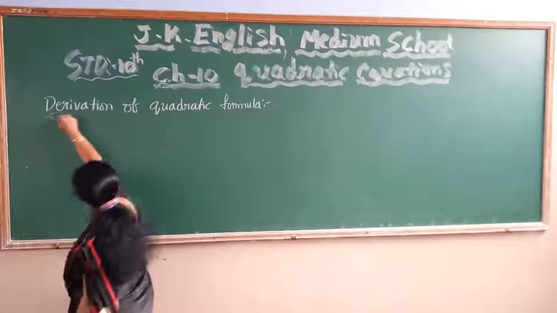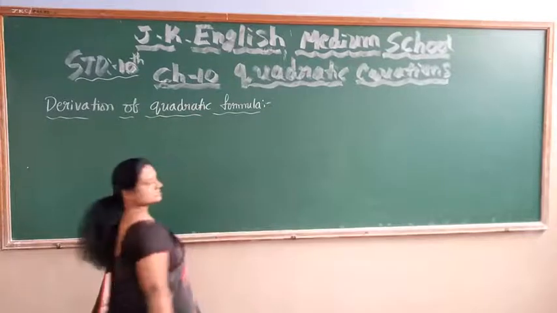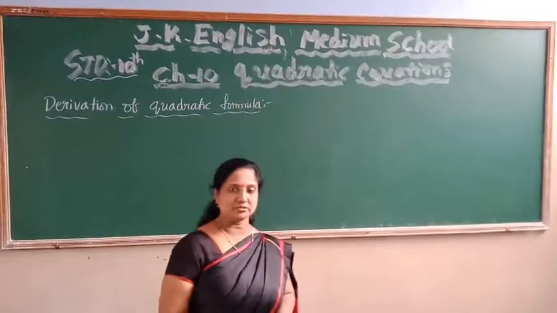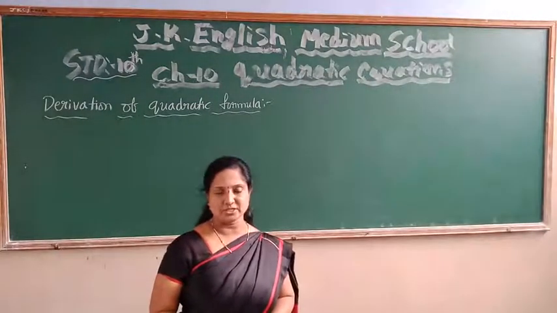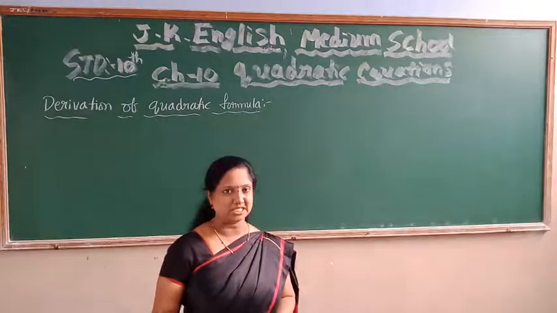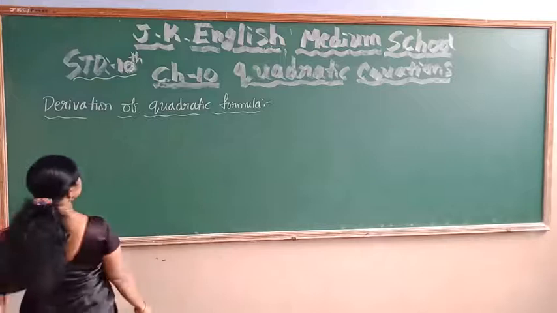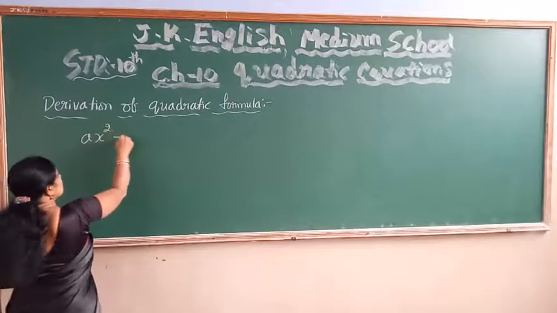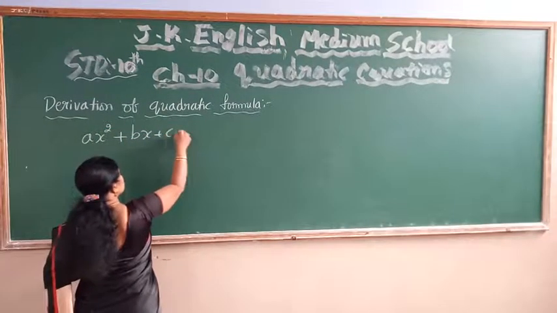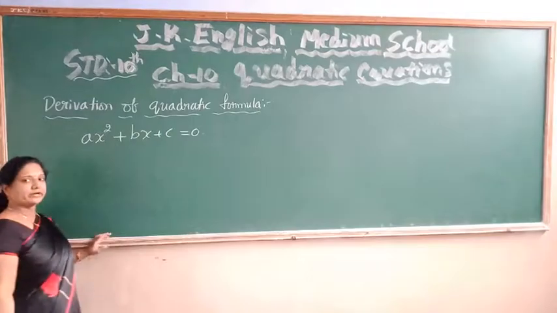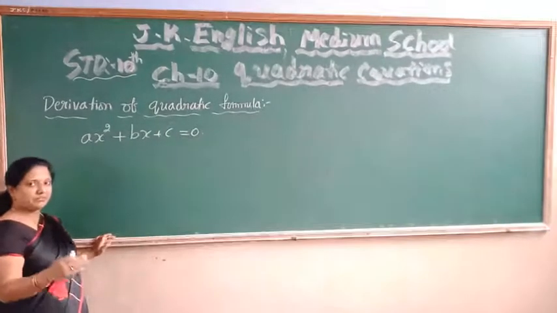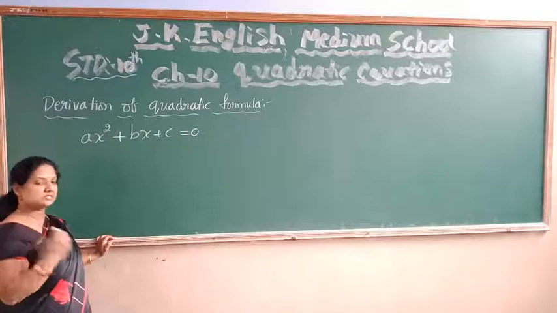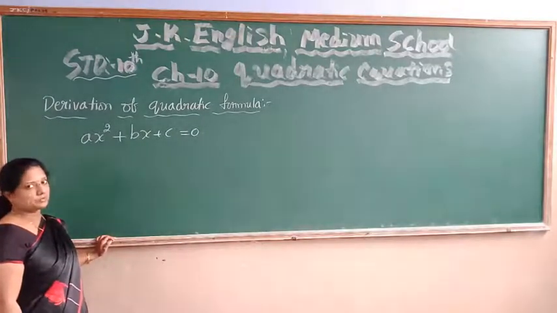For this, children, first you have to write the general form of the quadratic equation. The general form of a quadratic equation is ax square plus bx plus c. First step, if they ask you to derive the formula, you write the general form ax square plus bx plus c is equal to 0. You have already used the completing the square method to solve quadratic equations. You follow the same steps to derive the quadratic formula.